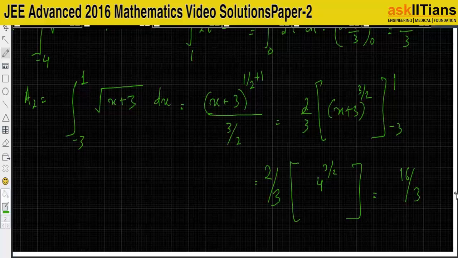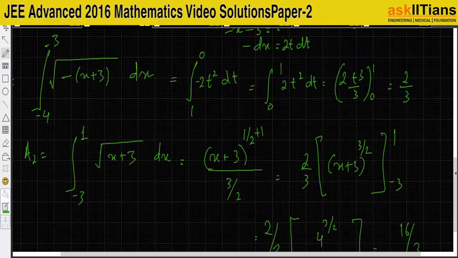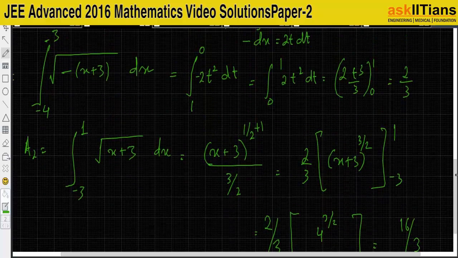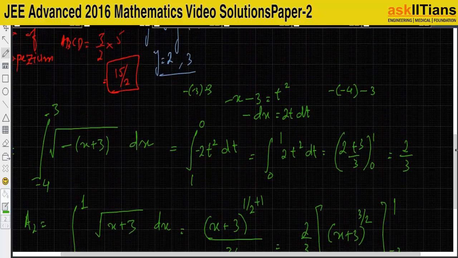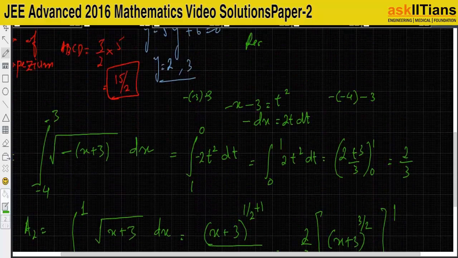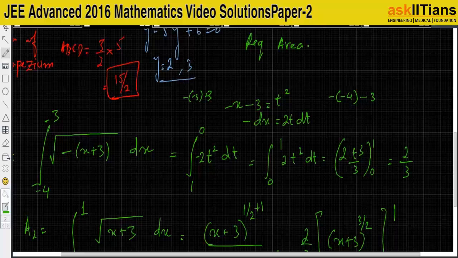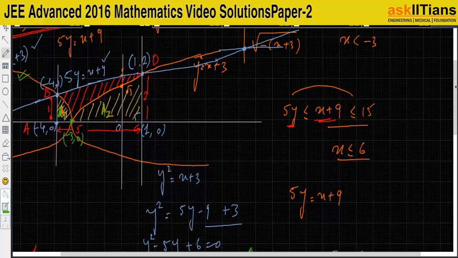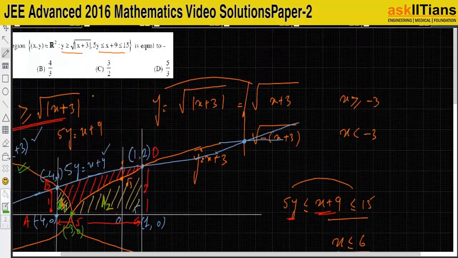Okay, so now we should subtract these two. So a1 plus a2, add these two and subtract it from the area of trapezium, right? So your required area, let me write it here, required area will be area of this trapezium minus a1, and you need to subtract a2 also. So if I solve this, I'll get this quantity as 3 by 2. So your final answer in this case will be 3 by 2.